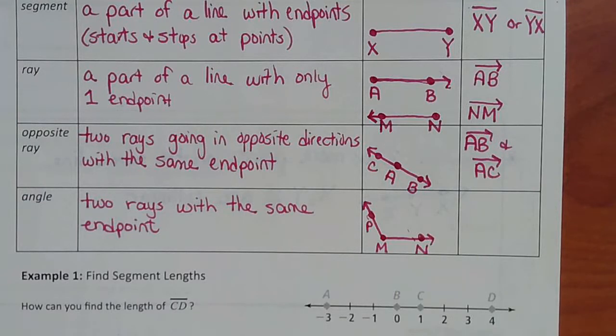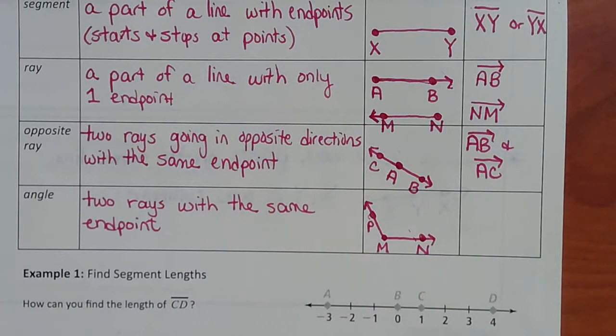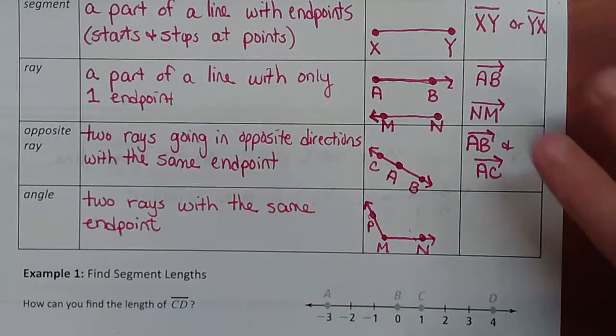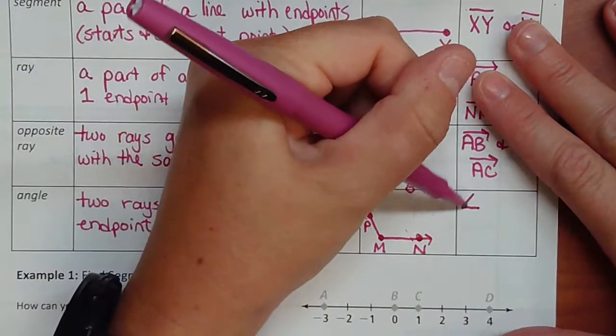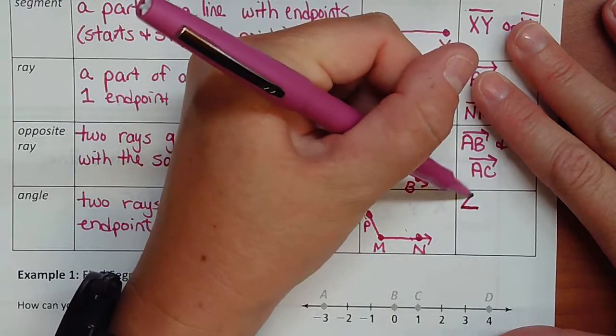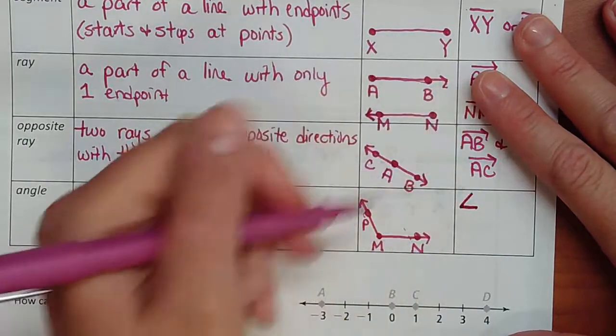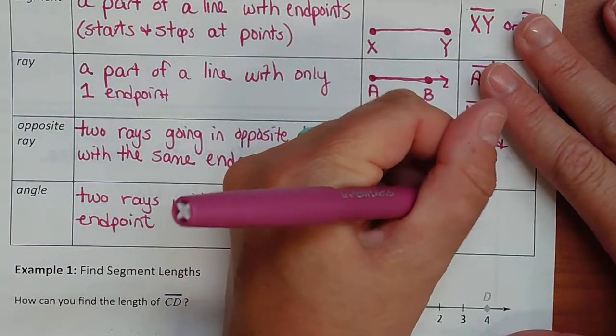But to name an angle, there are three different ways to name an angle. First way to name an angle is by using their common endpoint. What's the common endpoint that these two rays have in common? M. So here's your little angle symbol. It looks like a less than symbol, but it's not. Like this is more flat and this is kind of slanted. That's angle. And you can name it using just the endpoint if you would like.